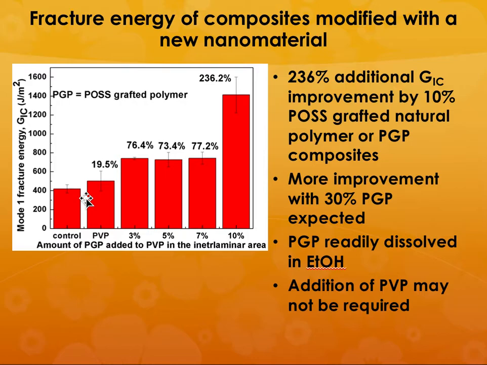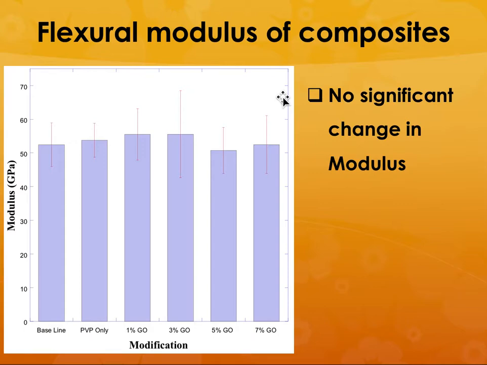We also looked at grafting POSS to some natural polymers such as starch, and what we found is that the interlaminar toughness starts going up quite drastically beyond a certain level, and we believe that we have not yet reached the maximum amount that we can add to these composite materials. The advantage with this approach is that it does not really significantly change the flexural modulus of the composite material.